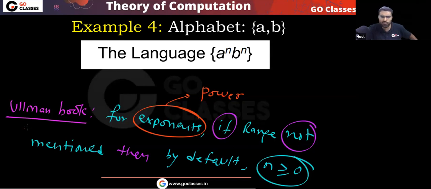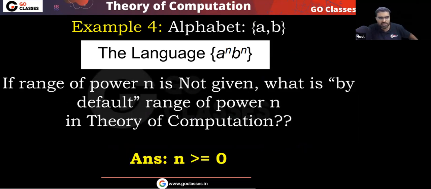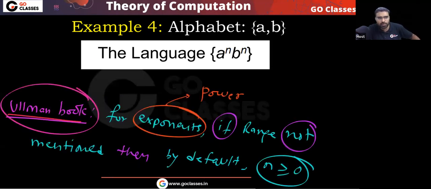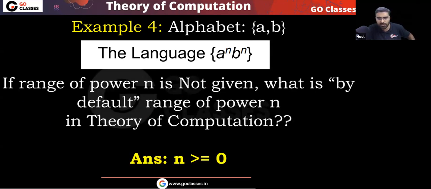This is a simple point I want to tell you. It will not matter to you because in the GATE exam everything will be mentioned and given to you, but this is just a simple point. If the range of the power is not given, then by default the range is greater than or equal to 0. This statement is actually given in the Ullman book. You can check it out, but you can take it for granted.